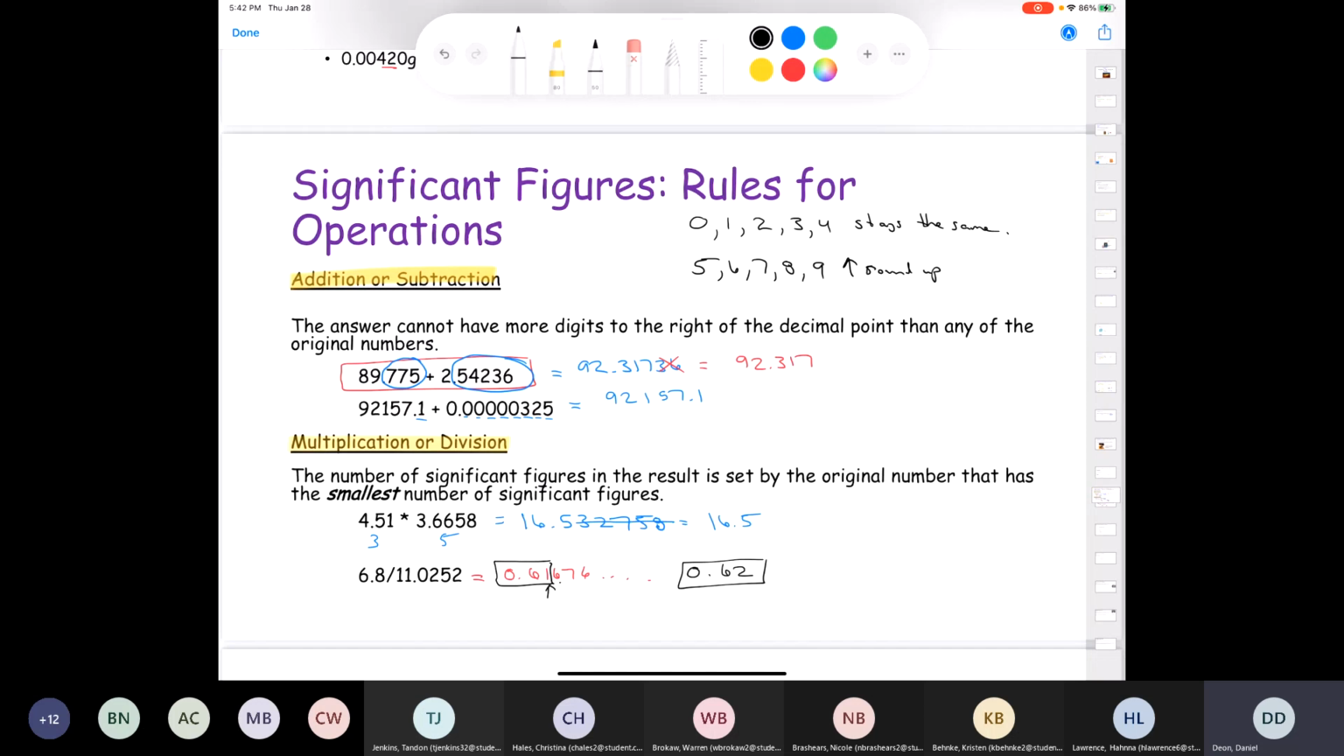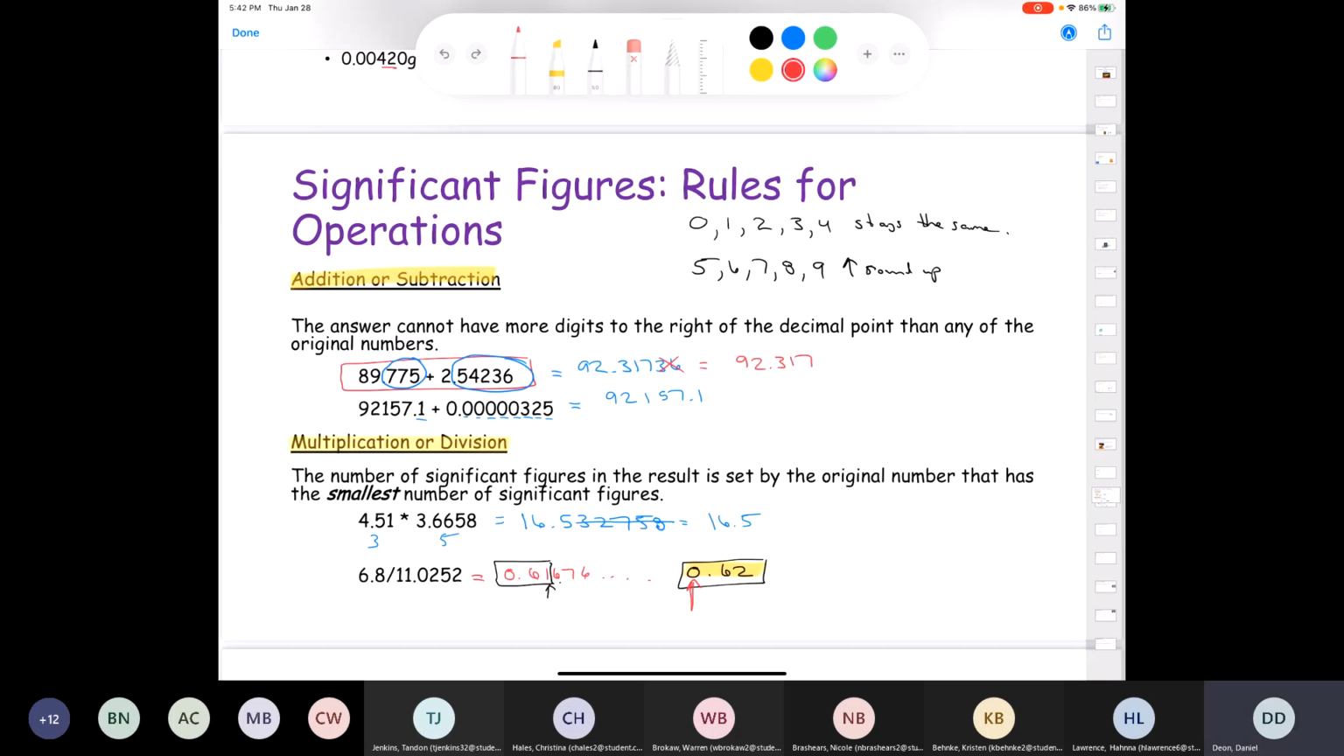Somebody's asking me, 6.8 is only 2 significant figures. That's correct. But this number here, 0.62, only has 2 significant figures, right? The leading 0 here, since the number is less than 1, is insignificant. So only these 2 digits are significant. Does that answer the question? Okay, great, perfect.